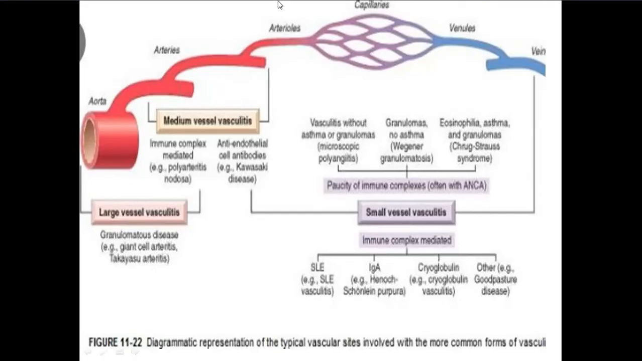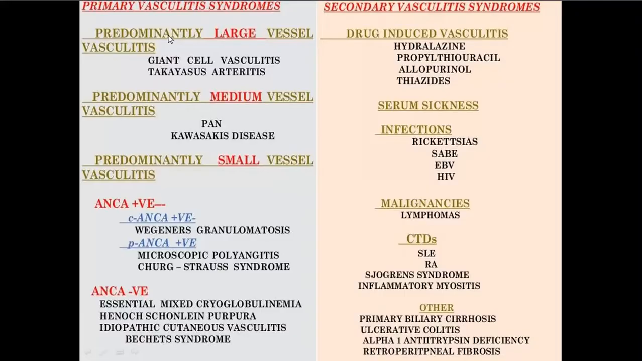Depending upon which artery, arterioles or veins are involved, the vasculitis is differentiated. When the aorta or large vessels are involved, you can say giant cell arteritis or Takayasu arteritis. In medium vessel vasculitis, you can see polyarteritis nodosa and Kawasaki disease. Whereas involvement of the arterioles and venules is small vessel vasculitis. There are primary vasculitis syndromes and secondary vasculitis syndromes.